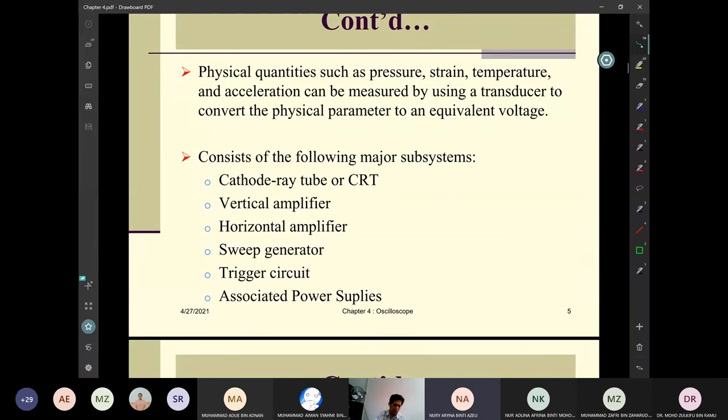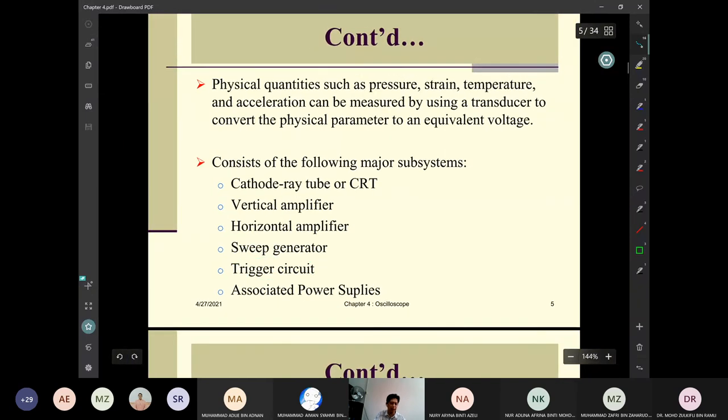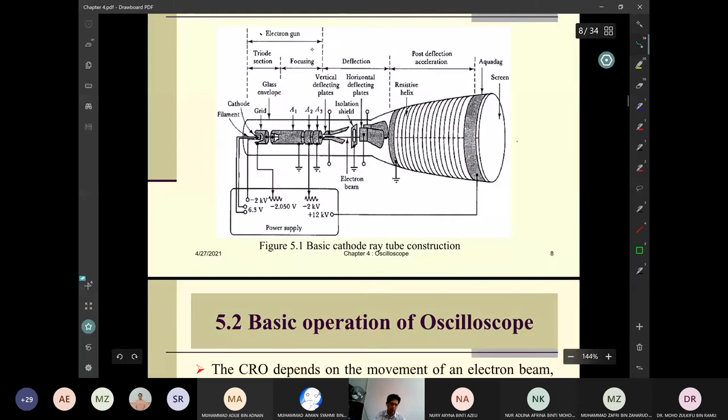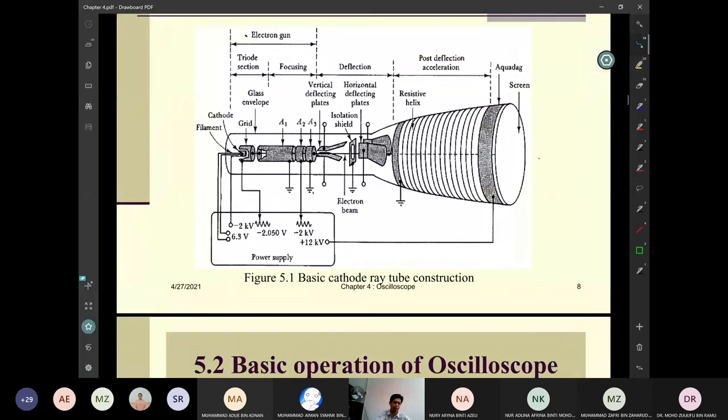Okay, for cathode ray oscilloscope, we have a few major subsystem. Maknanya dalam sistem tu, for CRT, we have a cathode ray tube. Dia ada tube, tabung dia tu lah. And then we have amplifier, vertical amplifier, horizontal, sweep generator, trigger oscilloscope dengan power supply. Okay, ini gambaran dia lah ni. Tapi gambar dia tak cantik lah.